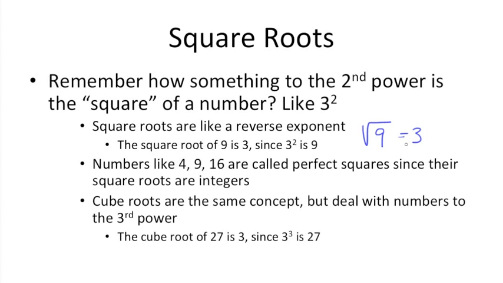So numbers like 9 and 4 and 16 are called perfect squares since their square roots are integers. So cube roots are similar to square roots except they deal with things to the third power. So if I were to ask you what the cube root of 27 is, that would be asking you what to the third power, or what cubed, would get you 27, and that would be 3.